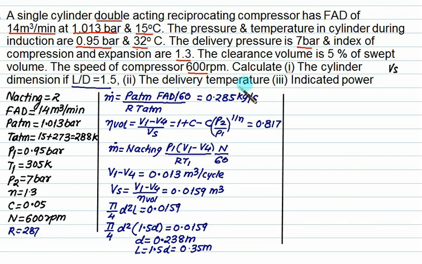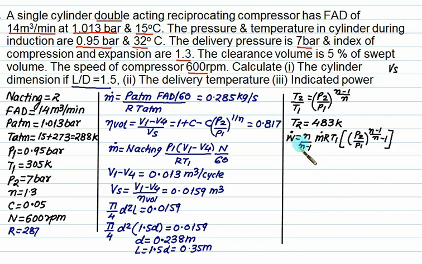Now we want to calculate the delivery temperature T2. So we have a polytropic compression from 1 to 2, and the equation is given by T2 by T1 equals P2 by P1 to the power N minus 1 upon N. Now we know the value of P1, P2 and T1, so we can substitute all these values. So T2 we get from this data as approximately 483 Kelvin, and T1 value you have to put as 305, not T atmospheric. Take care here. T1 means T1 and T atmospheric means T atmospheric.